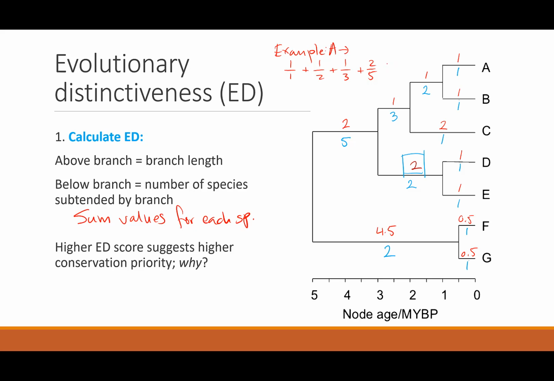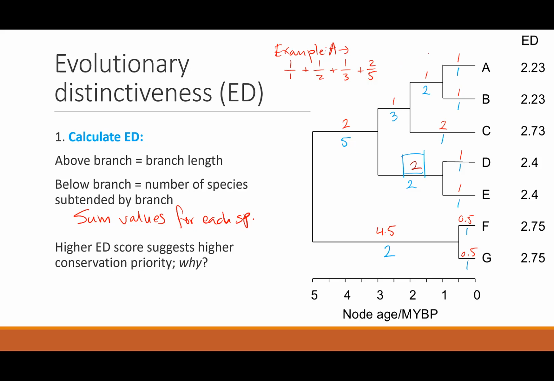So finally, you end up with values that look like this. You can double check the math here, but species A should end up with 2.23 and so on and so forth. And then I have this question on the slide here. Higher ED scores usually suggest higher conservation priority. Without knowing anything about the risk assessments for these species, why would that be? Why would a higher ED score suggest higher conservation priority? So, knowing what you've learned now about phylogenetic distinctiveness and phylogenetic diversity, make sure that you can answer this question.